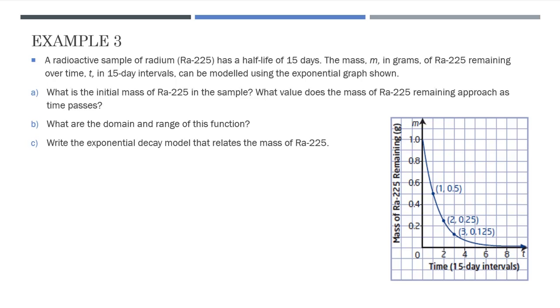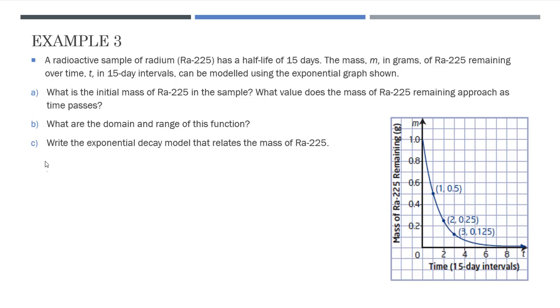All right, let's take a look at some word problems. So a radioactive sample of radium has a half-life of 15 days. The mass m in grams of Ra-225 remaining over time t in 15-day intervals can be modeled using the exponential graph shown below. What is the initial mass in the sample? What value does the mass remaining approach as time passes?